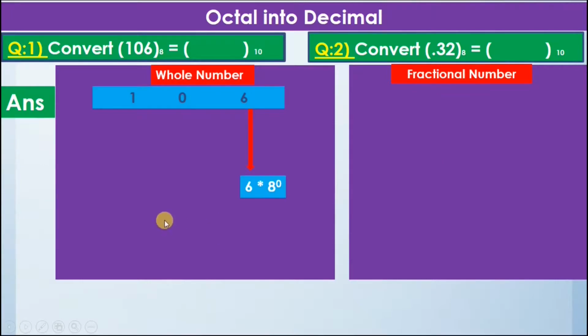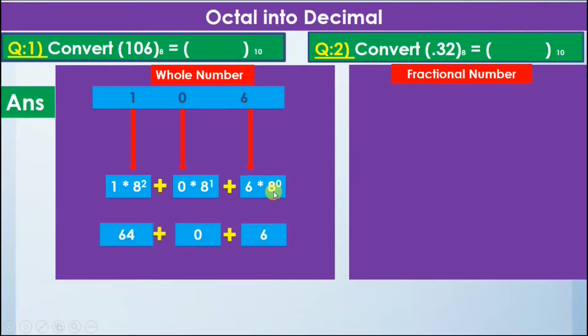Next we have 0. So we will multiply 0 with 8 raised to power 1. And the next digit we have is 1. So we will multiply 1 with 8 raised to power 2. Alright, see, the powers of 8 are increasing starting from 0. So here it is 8 raised to power 0, 8 raised to power 1, 8 raised to power 2. Once done, we will add them all together.